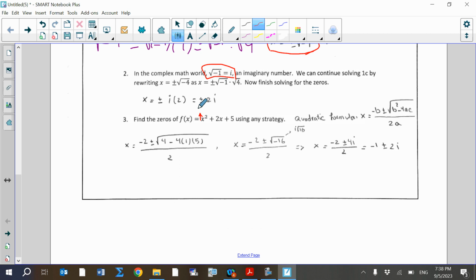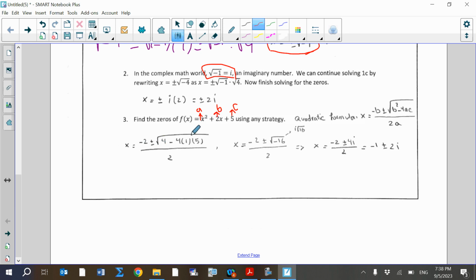x squared. So this is a, which is 1 in this case. The coefficient of x is b, so it's 2. And the constant number is called c, which is 5 here. So I found my a, b, c, and I'm going to replace them here. Negative b will be -2 because b is 2 here.